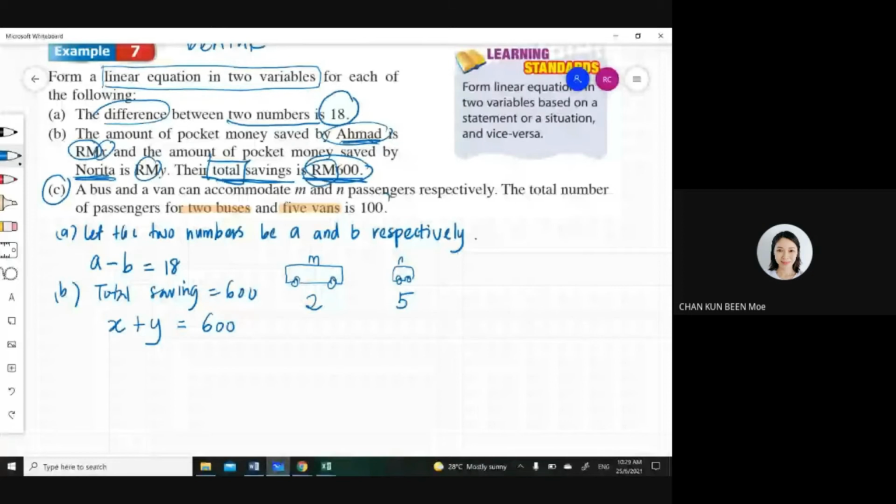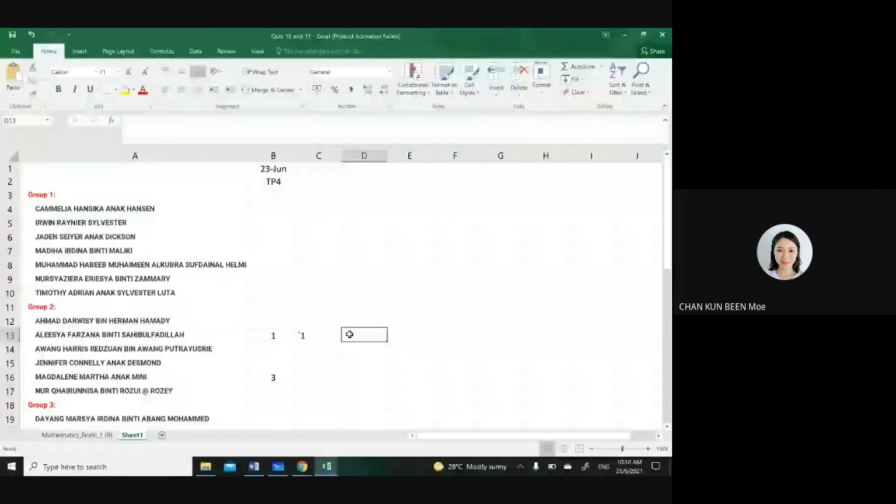Yes, very good. You formed it already. So it is 2 times M, 2M. 2M plus 5N equals 100. Who said that again? Alicia, is it? Thank you, Alicia. Nice one. Add on 1 for you. Okay, I continue.